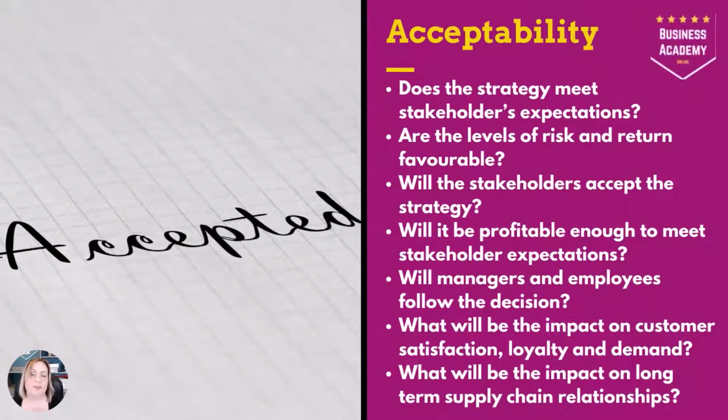Acceptability is all about, does the strategy meet stakeholder expectations? So maybe stakeholders are expecting you to become more sustainable, when in reality, you're now opening a new production line or an airport, which is opening another runway, which will create more pollution and so on. Are the levels of risk and return favorable? We want it to be high return for low risk in an ideal world. That's not always possible. Will the stakeholders accept the strategy? Will they be on board? Will they resist or create problems for us?